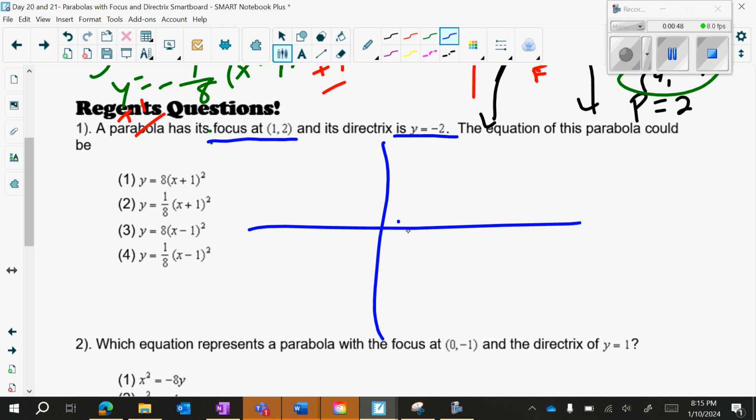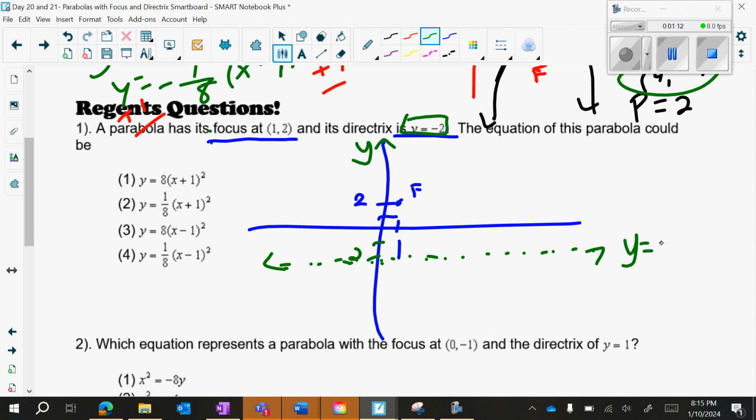So let's do a quick sketch of (1, 2), put a dot, label it F for focus, and the directrix is y equals -2. So you have to know what kind of line this is. If you go to the y-axis and go to -2, you want to pass through -2. Is that a horizontal or a vertical line? It's a horizontal line because it passes through the y-axis at -2.